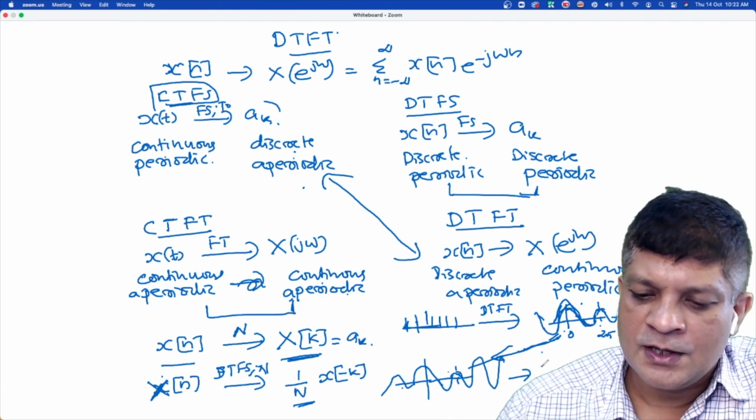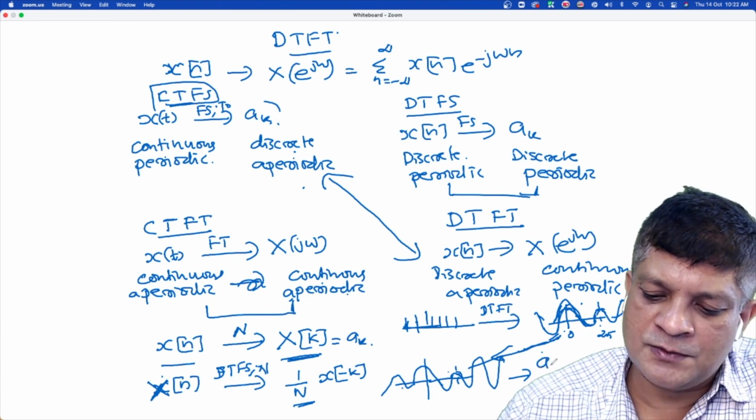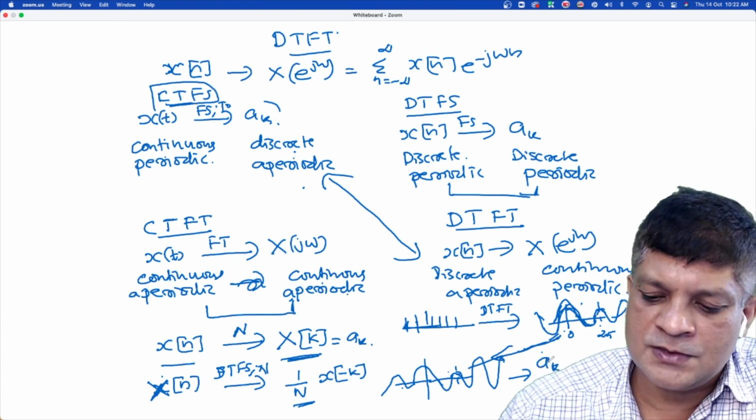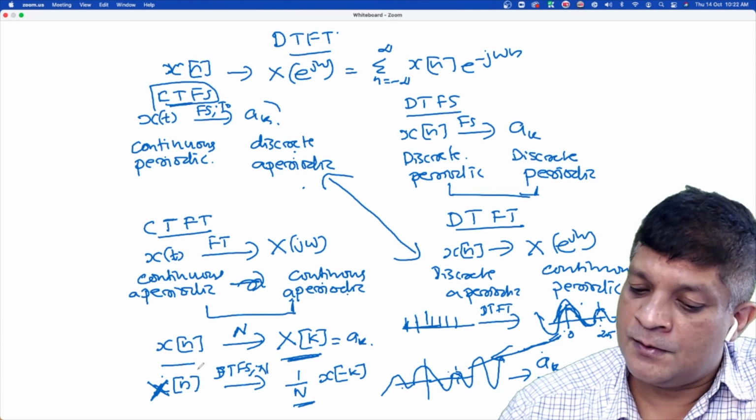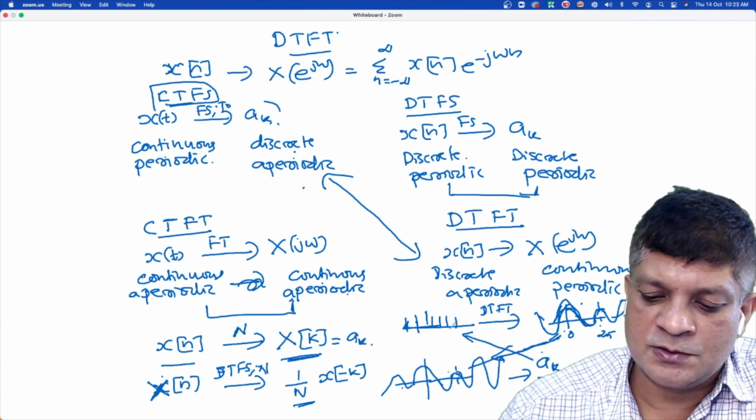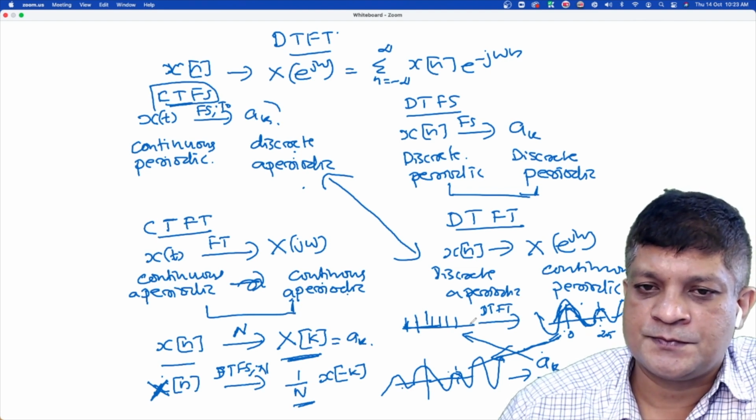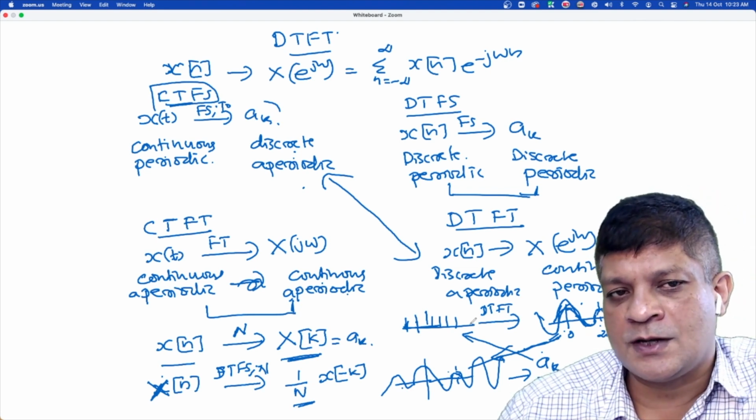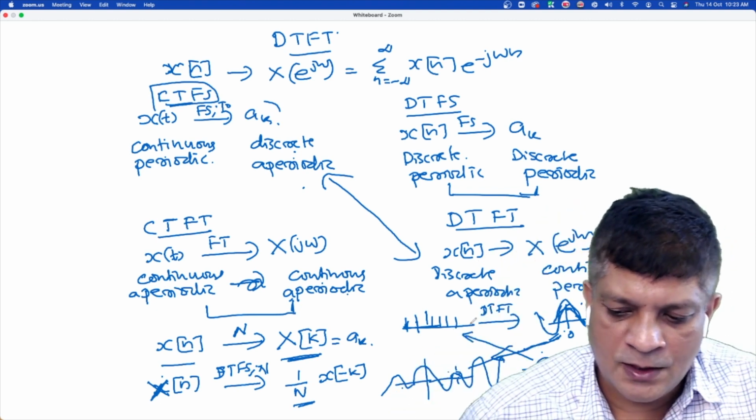Yes, sir. If we take the Fourier series of this, we get a sequence a_k. Now the question is, is this a_k related to this? This is also a sequence. Okay, that is the duality. There is a duality, so I'm going to prove that.